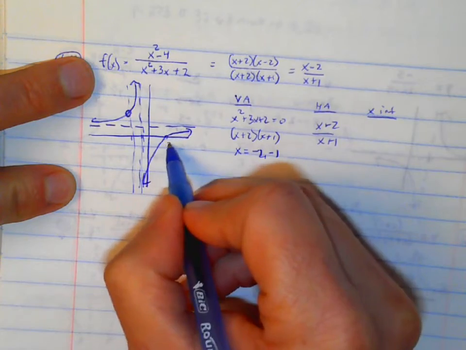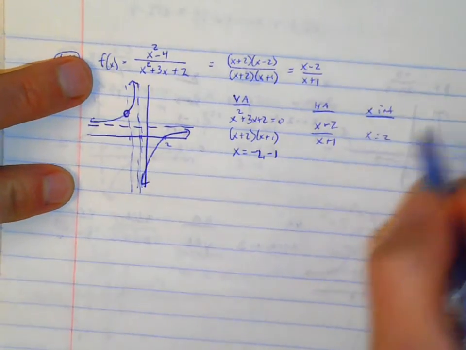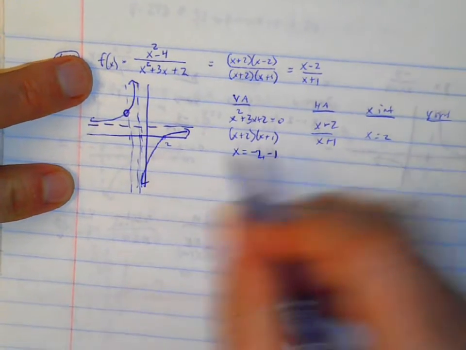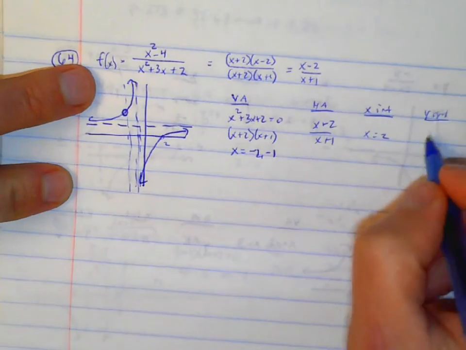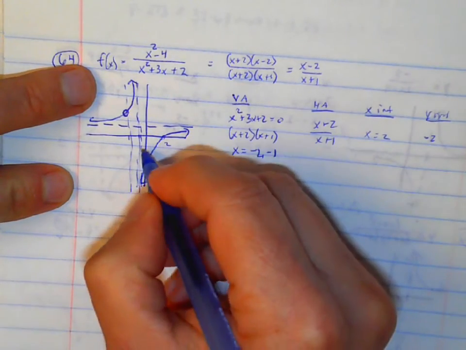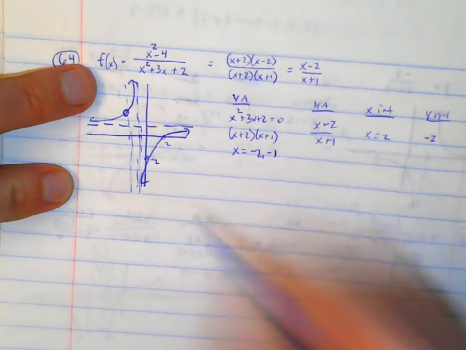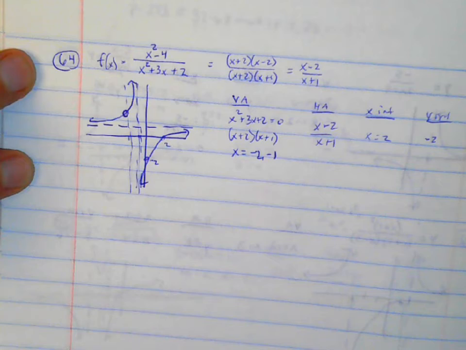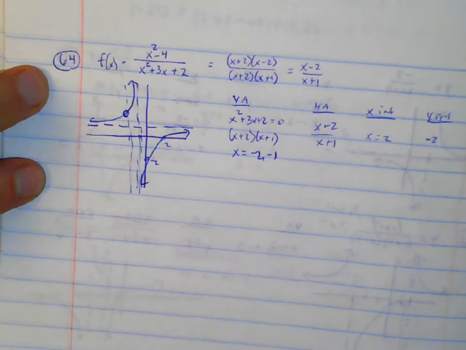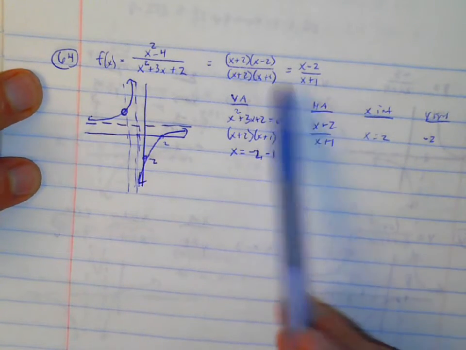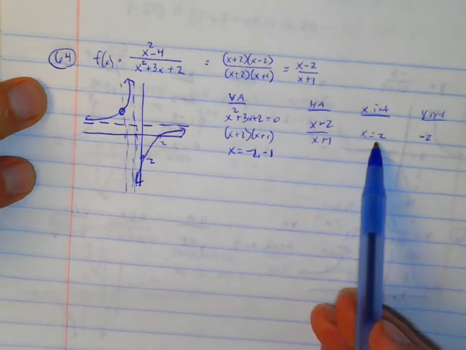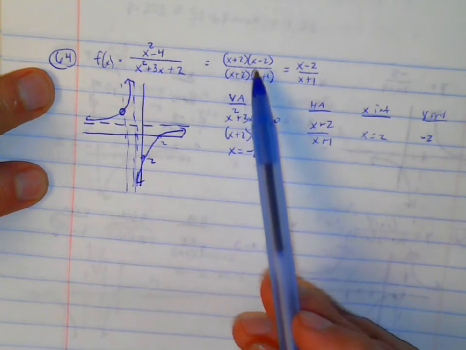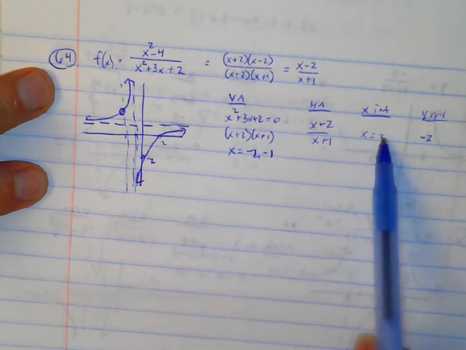Okay, so that's out there at 2. And the y-intercept is at negative 4 over 2, which is negative 2. So that'd be down there at negative 2. We said 2 and negative 2 here, right? But one of them canceled out when we did this. So it's just the 2.